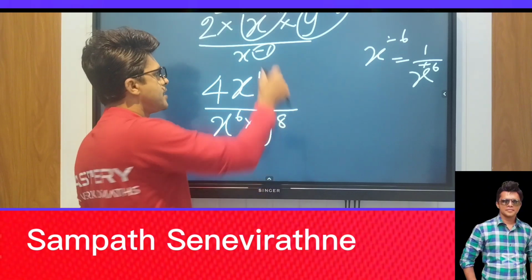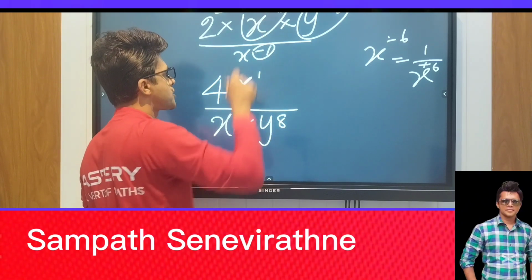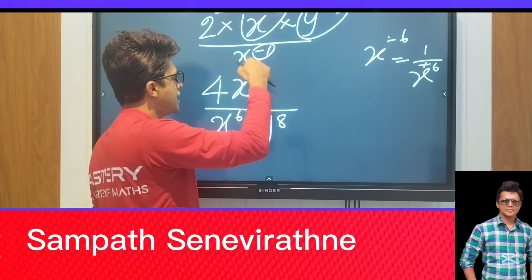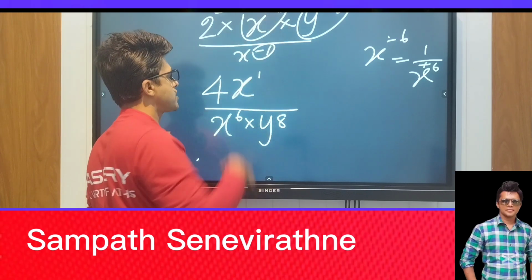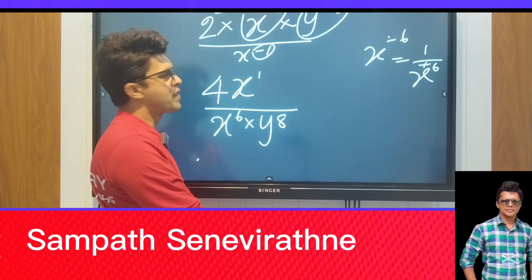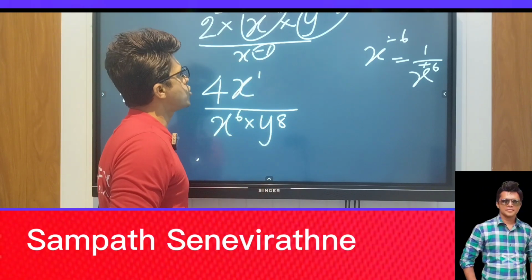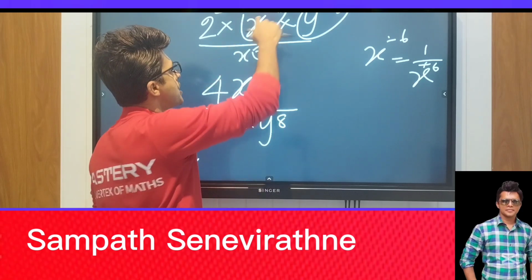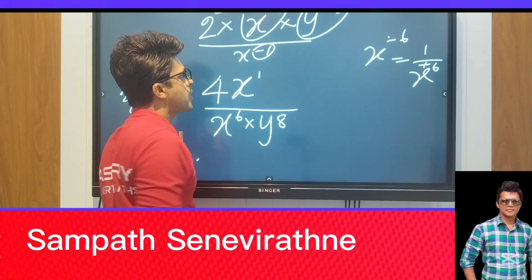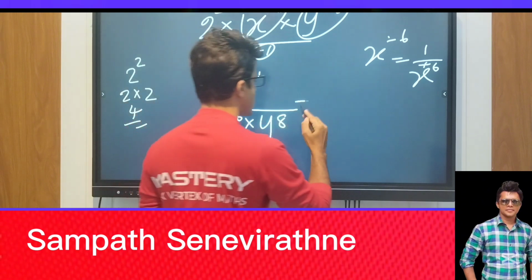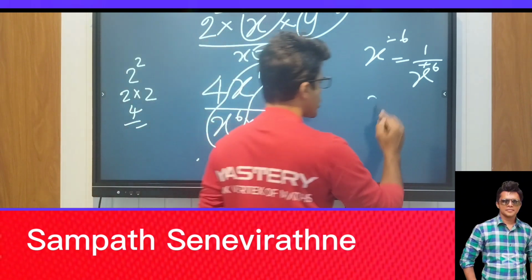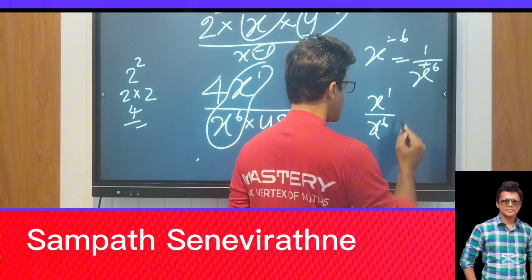What did I do here? This minus 1 was written as x to the power plus 1. It goes to the numerator, right? The denominator value x to the power minus 1. And also these numerator values, when they are coming to the denominator, we write as positive values. Then x to the power minus 6 becomes x to the power plus 6. Then this one also becomes plus 8. Then 4x. Then these two values can be simplified. x to the power 1 over x to the power 6.